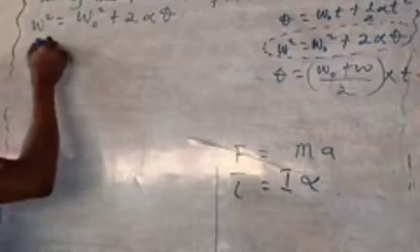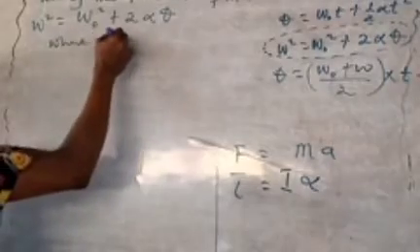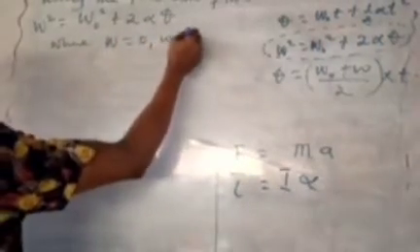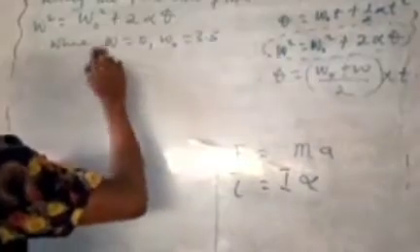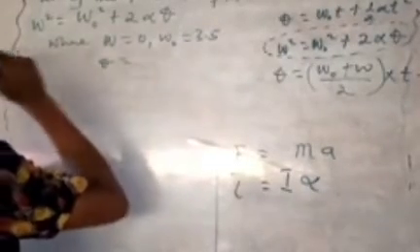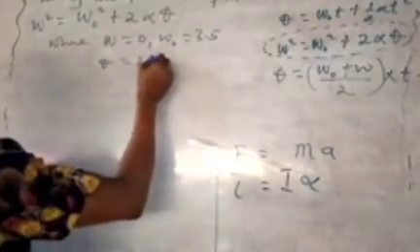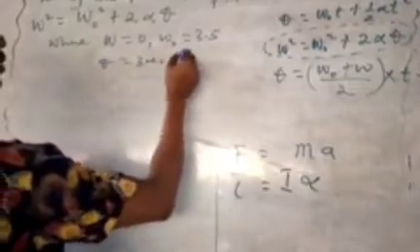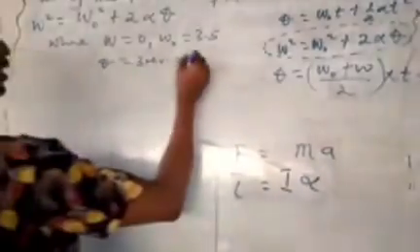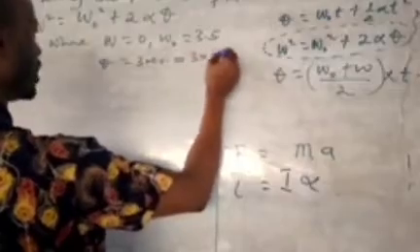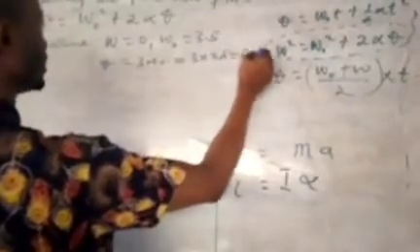Where we have our ω equals 0, ω₀ equals 3.5, and then θ is equal to 3 revolutions, which we now converted as 3 times 2π, which gave us 6π as a whole.